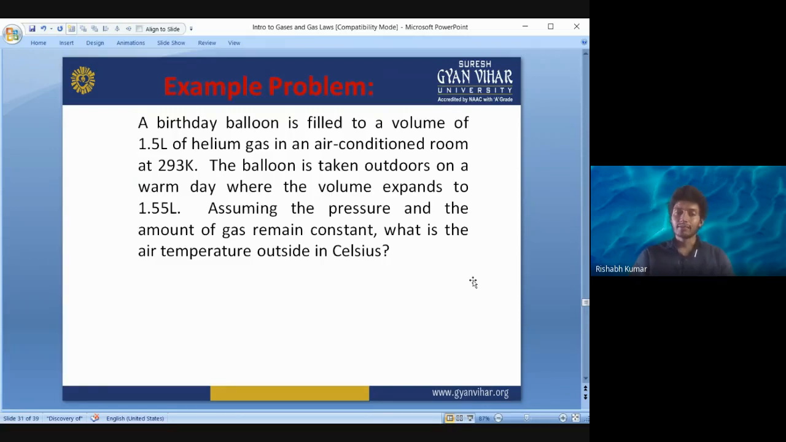Pressure is constant either on the inside or the outside. Assuming the pressure and the amount of gas remain constant, what is the air temperature outside in Celsius? You are going outside, your balloon is expanding, why? Because the temperature there was higher. Okay, so V1 by T1, V1 is 1.5, T1 is 293 Kelvin. So 1.5 divided by 293 equals 1.55 divided by the temperature which we will take out. That is going to be T2. You solve that, you will get the value of T2.